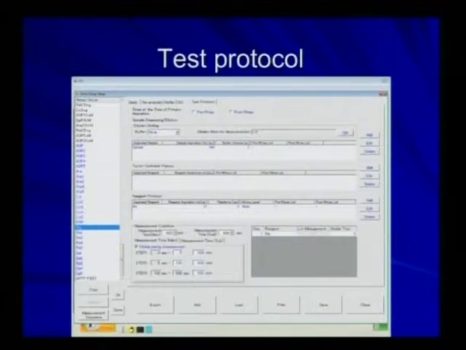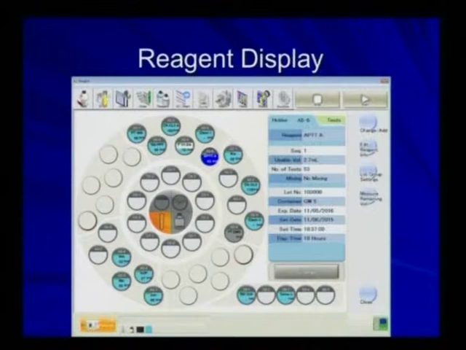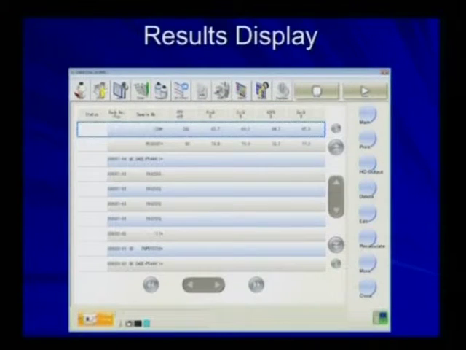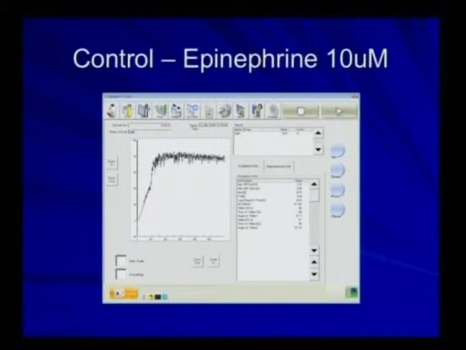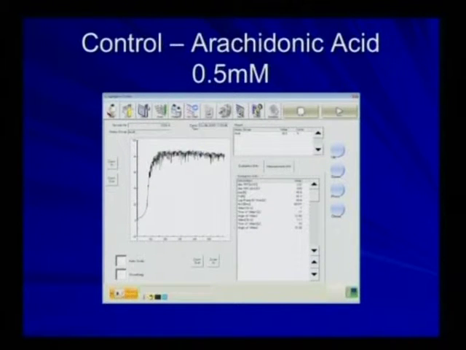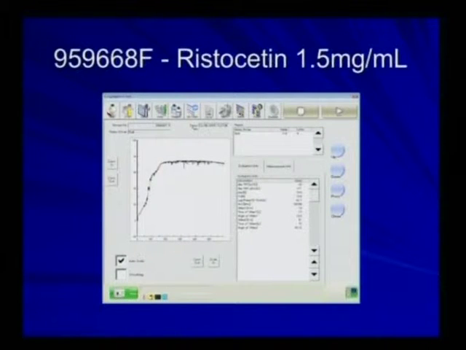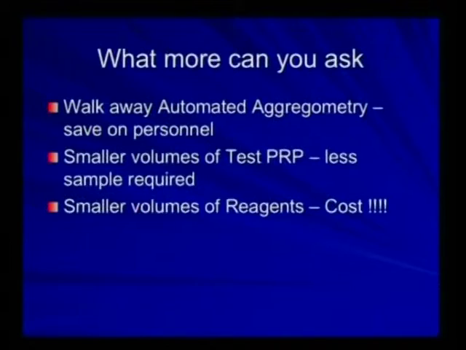So it gives you absolute values for the aggregation pattern, and this is a reagent display where you can have all these reagent positions, and this is the result display where it will not only give you the agonist, but it will also give you the percentage response. So these are the controls that we run all the time, every day with the patient, with the coagulometer, with collagen, with ADP, and you can see the aggregometer response exactly looks the same. And then you have the arachidonic acid, and we had a patient who had been given aspirin, and you can see that his response is quite good except with arachidonic acid. So what more can you ask?